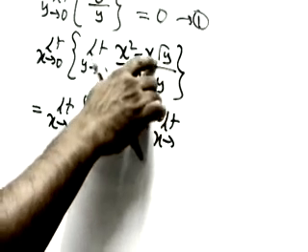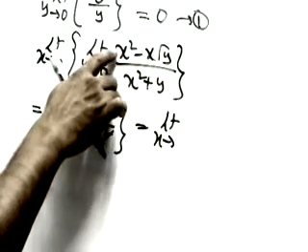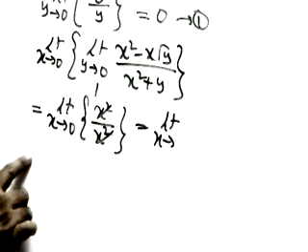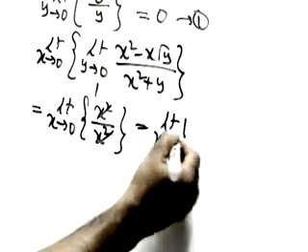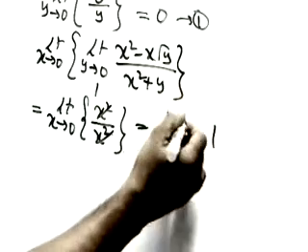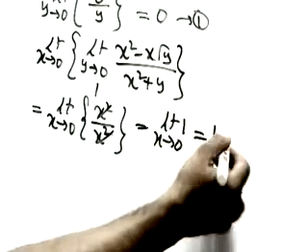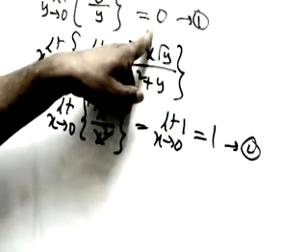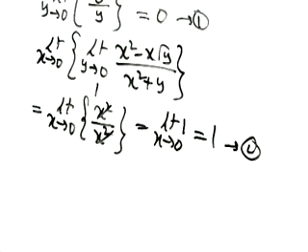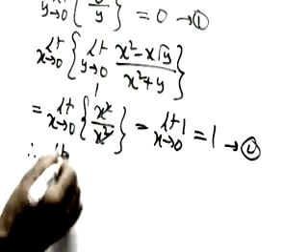If you substitute y as 0, this will become 0, this will become 0, this will become 0, this will become 0. What is left here? x square by x square. If it gets cancelled, it is left with 1. So this value will be 1. So note this too. You see here, we got the value 0, here we get the value 1.